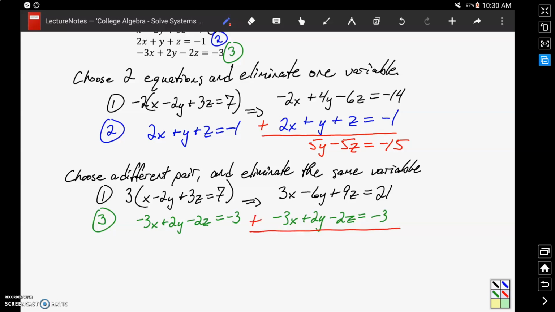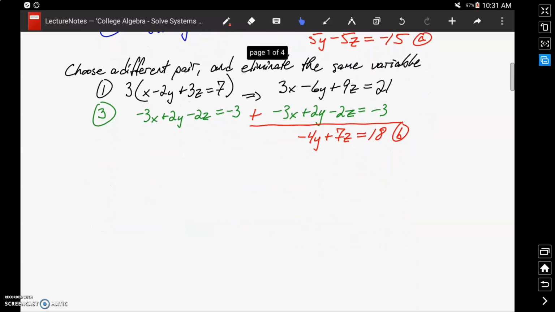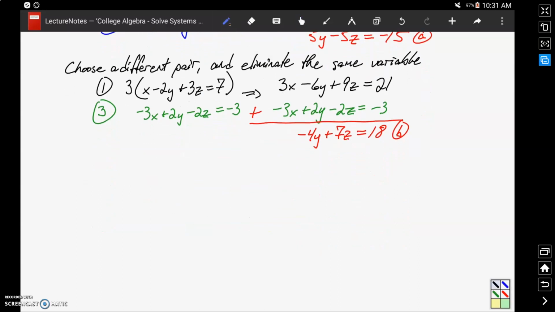Adding these two equations, we'll see that our x variables cancel out, leaving us with -4y plus 7z is equal to 18. What we've done now is created two equations, which we'll call A and B. And our next step in this process will be to solve that system of two equations that we've created.